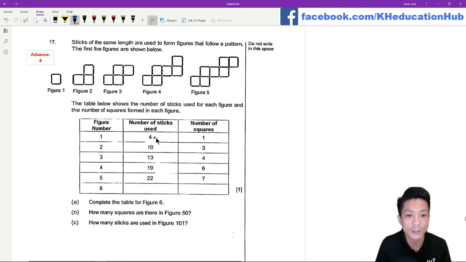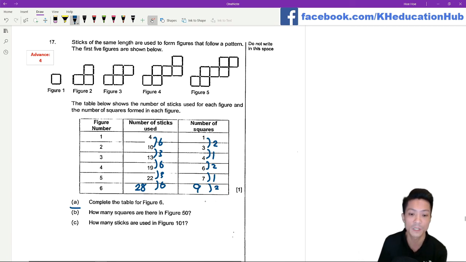So let's take a look at this. It's a 6, 3, 6, 3, which means that this should be a 6 and it's gonna be a 28. This is a 2, 1, 2, 1, which means that this should be a 2. It's gonna be a 9. Part A is done. Part B, how many squares are there in figure 50?